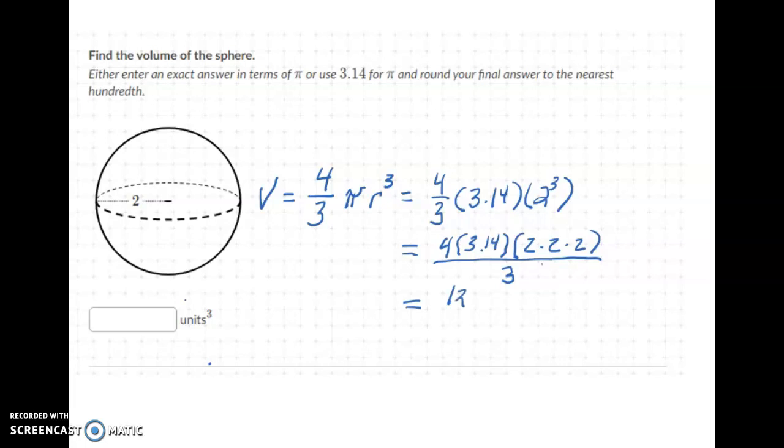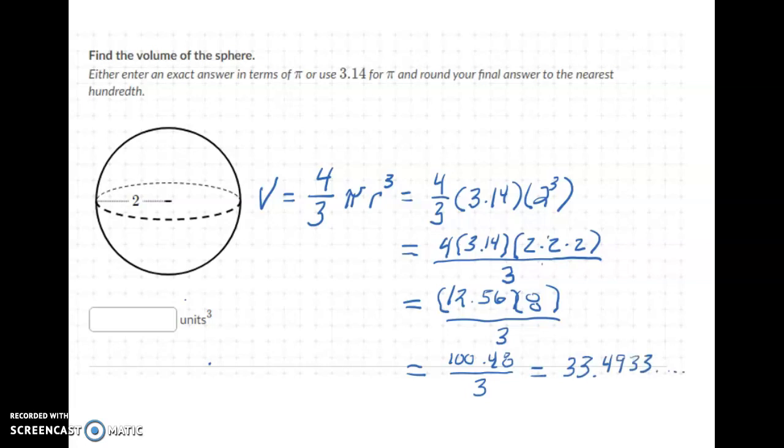Then we'll simply multiply the first two numbers of the top following our order of operations. We'll go ahead and multiply 2 times 2 times 2. We're still dividing all of that by 3. That turns out to be 100.48 divided by 3, which turns out to be 33.493 repeating. And we've been asked to round our answer to the nearest hundredth.